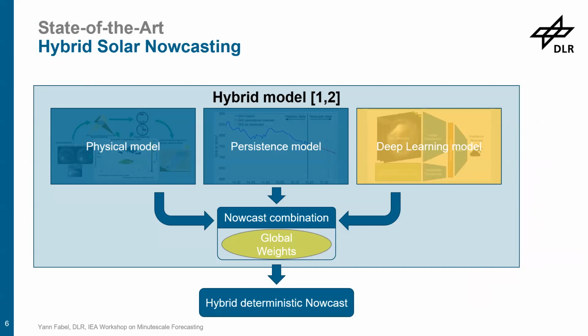And then we have two other models, the persistence model, I think you already know, and the deep learning model. It's an end-to-end trained model where we train a machine learning model using a sequence of images and sequence of time series data to generate a multi-step point forecast. And these individual forecasts are then combined using also a linear regression approach. So for each lead time, we get a global weight for each of the individual models, which then is combined, and we obtain our hybrid nowcast.